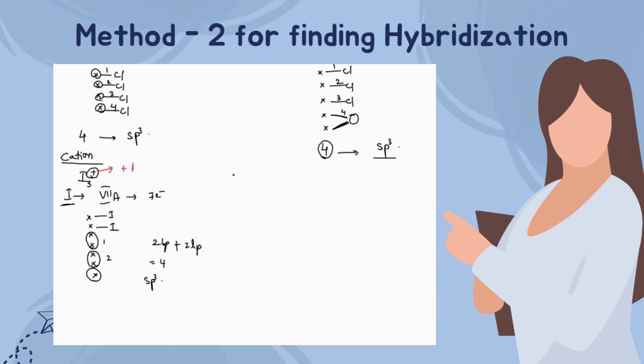Let us look at one more example for cation calculation, that is SF5+. Sulfur belongs to group 6A, so it has 6 valence electrons. Write down all the 6 in the form of crosses: 1, 2, 3, 4, 5, 6. Now there is a positive charge, that means you have to remove the last electron. So there are only 5 electrons in the sulfur.